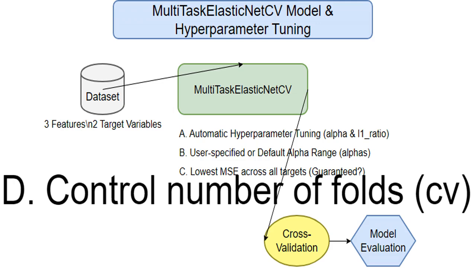The "CV" parameter in MultiTaskElasticNetCV lets me control the number of folds used during cross-validation. For example, if I set "CV equals 5", I'll be using 5 folds for training and testing. More folds usually lead to a more reliable estimate, but it also increases computation time.